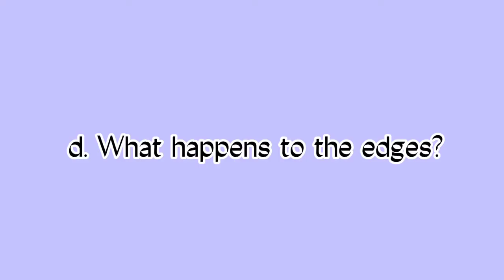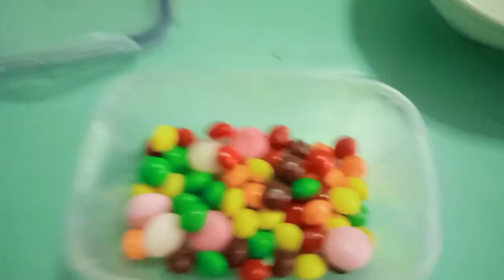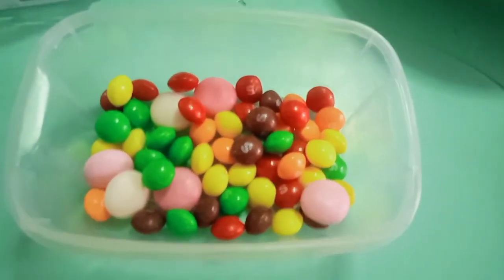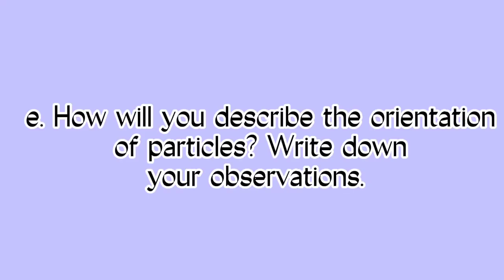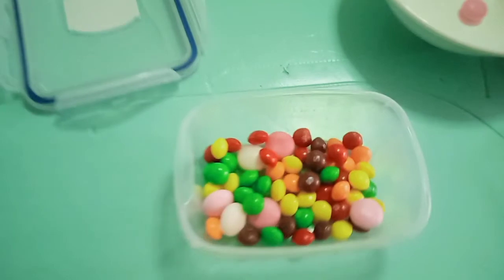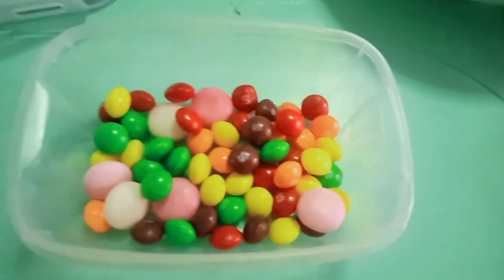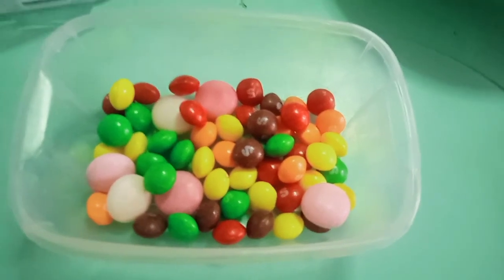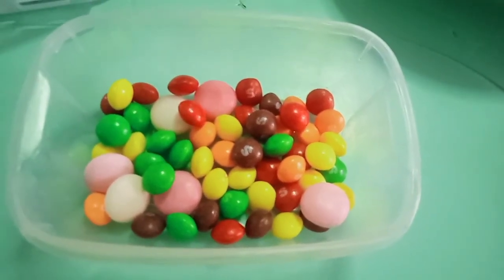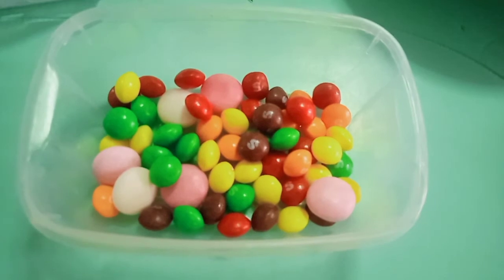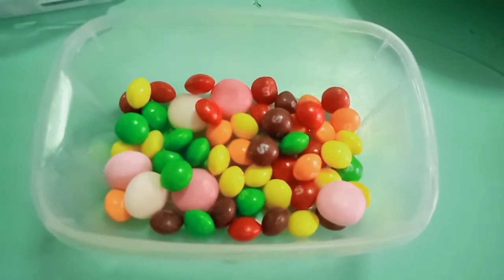What happens to the edges? The edges are not formed properly, they do not line up. How will you describe the orientation of particles? Write down your observations. The orientation of the particles has no definite form, either geometric or crystalline. An amorphous solid is any non-crystalline solid that does not organize the atoms and molecules in a definite lattice pattern.